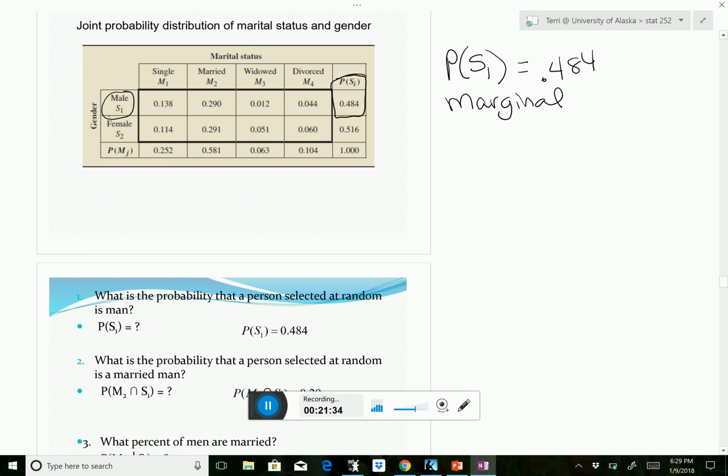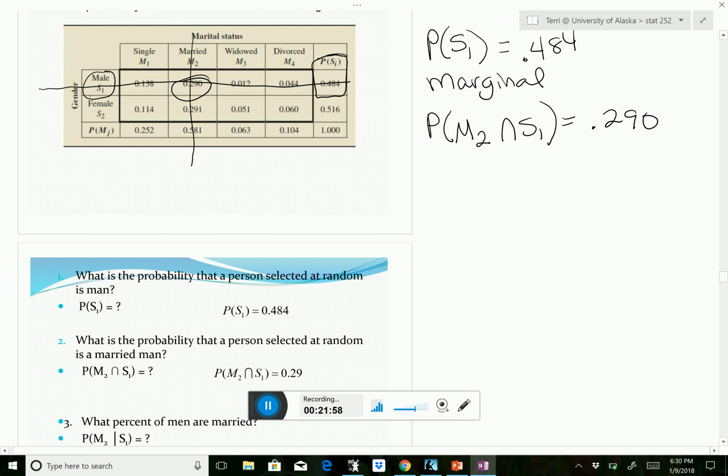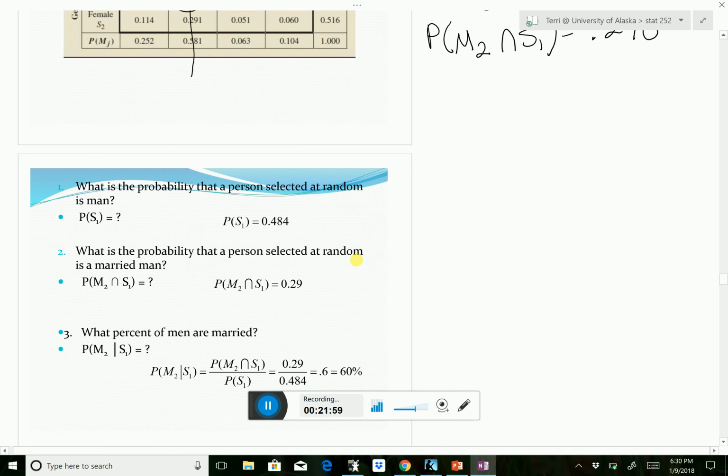What is the probability that a person selected at random is a married man? Married and a man. So that's an intersection. So we literally create our intersection, M2, and that comes up right here, 0.290.